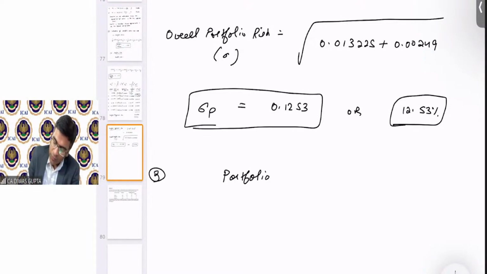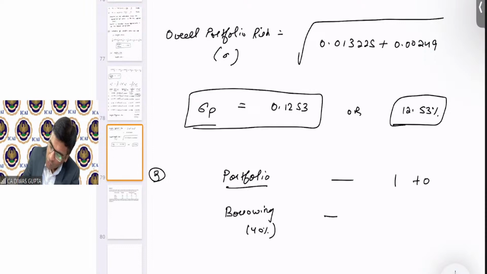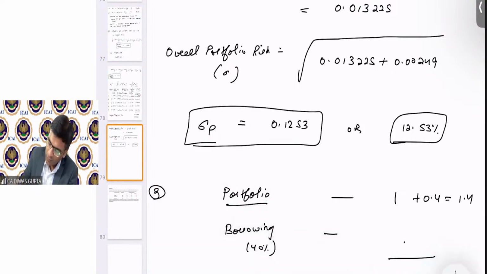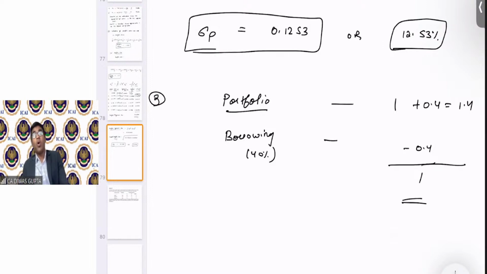you have this portfolio. Let's say you have this portfolio at the rate of 1. What we are doing is we have taken a borrowing of 40%, so that your portfolio becomes 1.4 and the borrowing is minus 0.4, so as to arrive at 1. And the borrowing that they have taken is at the rate of 4%. Okay.